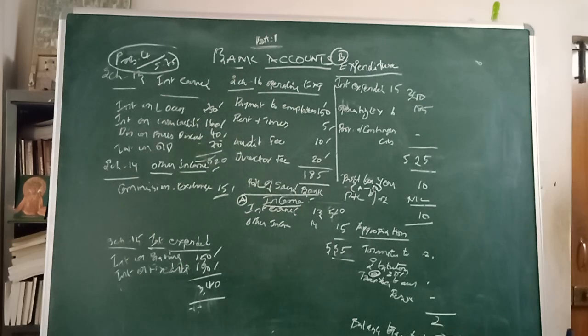Another one, interest on cash credit 160 rupees. Basically, you please mind it, if you want, note it down. Cash credit is a liability account. It is a loan account for which they are charging the interest. So it is an income.